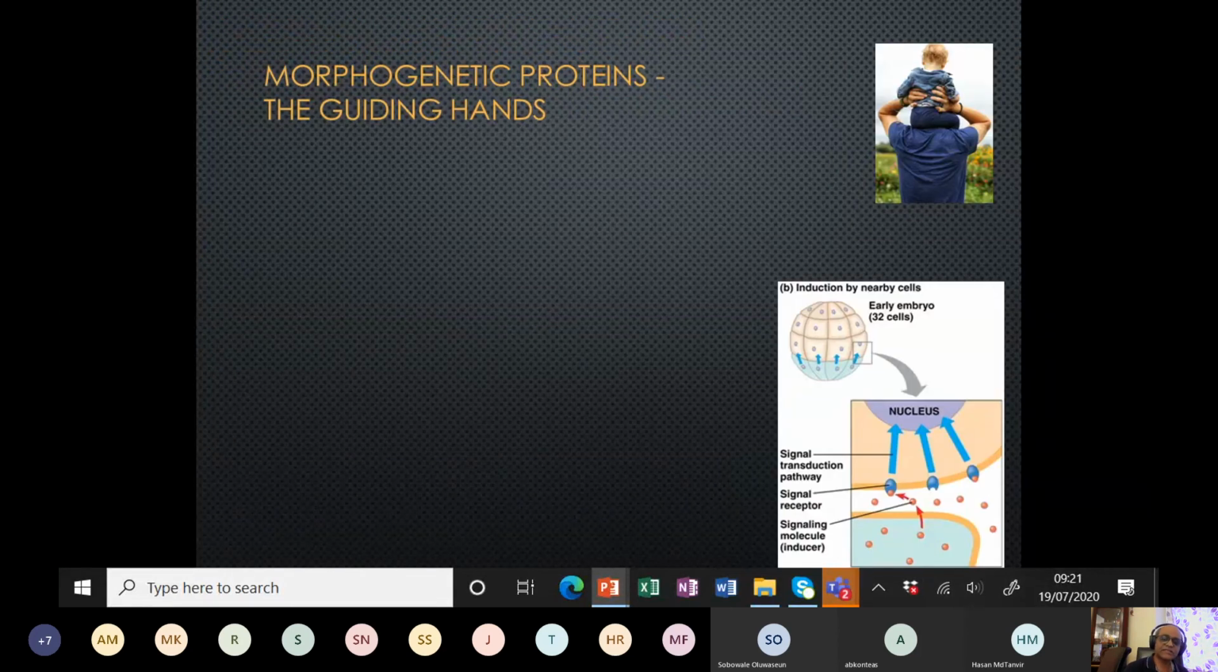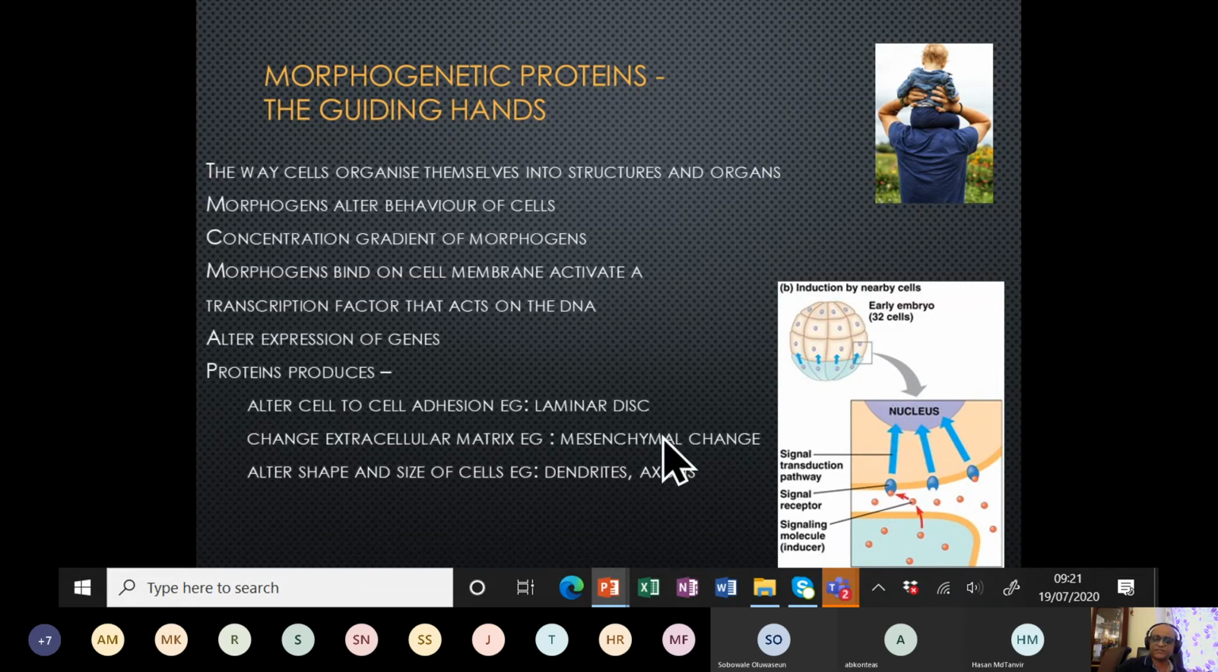And as I said, this is helped by morphogenetic proteins, which are nothing but the helping hands, which are secreted by cells into the extracellular space. These helping hands then trigger off a receptor on the cell surface, which secretes transcription factors, which go and activate the DNA within the nucleus. And these proteins are called morphogenetic proteins, and there are hundreds of them.